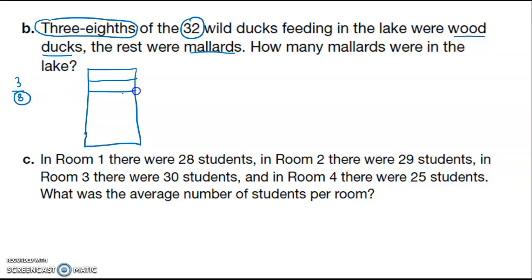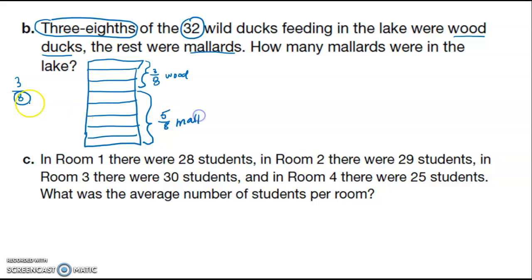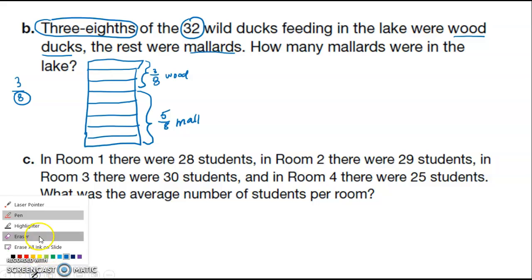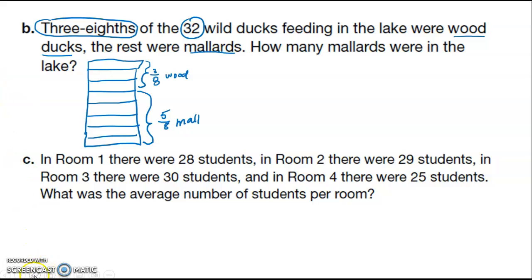So let's draw this out. 1, 2, 3, 4, 5, 6, 7. There's 8. So here's 3/8, and those are wood ducks. So I know that 5/8 are going to be mallards. Let me go ahead and erase that. And I know that there are 32 total here of the 32 wild ducks. So I'm going to divide that by 8. And I get 4.